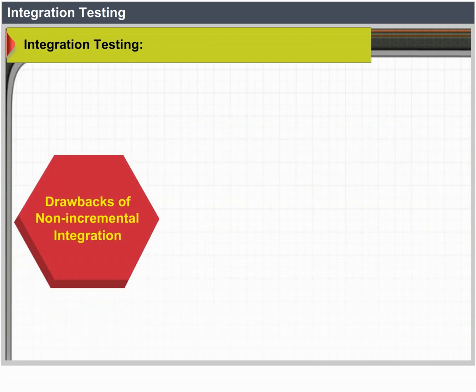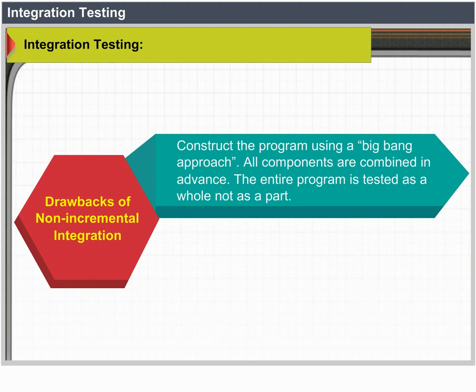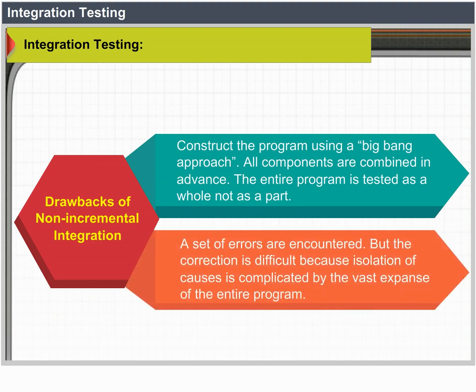Drawbacks of non-incremental integration. Construct the program using a Big Bang approach. All components are combined in advance. The entire program is tested as a whole. A set of errors is encountered, but correction is difficult because isolation of causes is complicated by the vast expanse of the entire program.